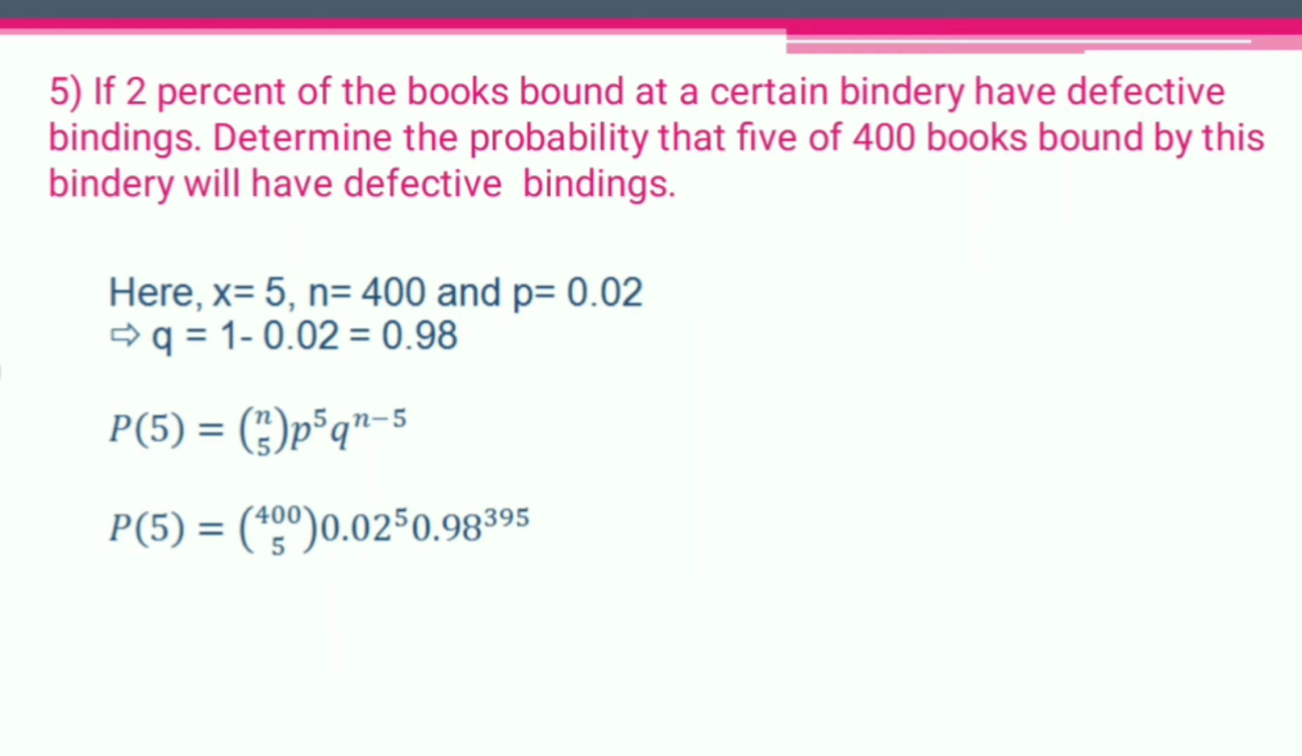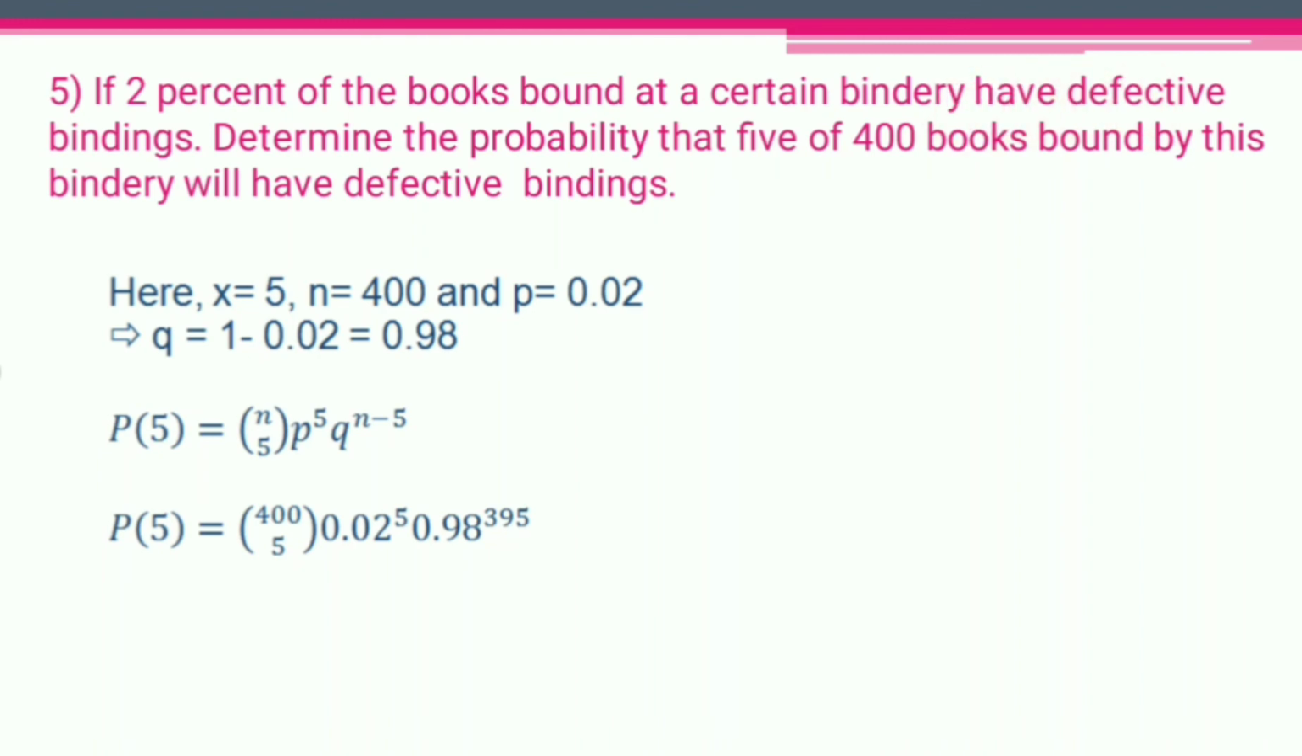Next question. If 2% of the books bound at a certain bindery have defective binding, determine the probability that 5 of 400 books bound by this bindery will have defective binding. So here in this case we are given x equal to 5. Okay, because we have to find the probability of 5. So x is 5. Total number of items are 400. So n is 400.